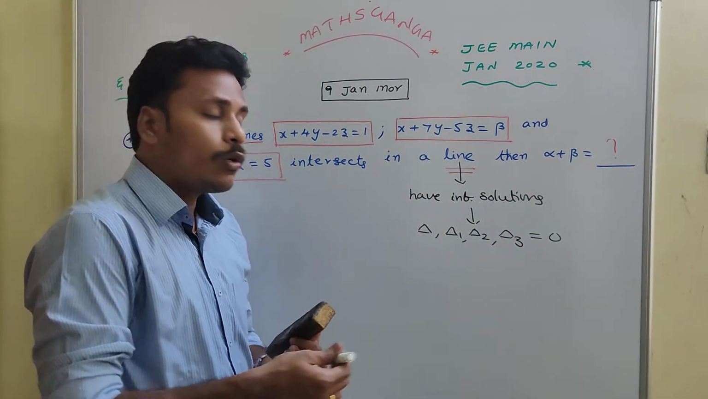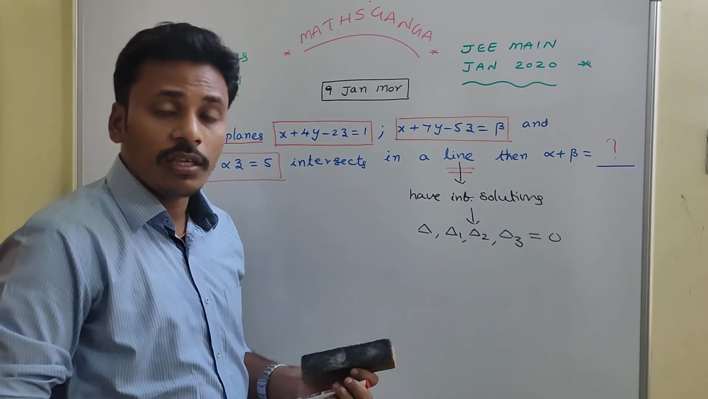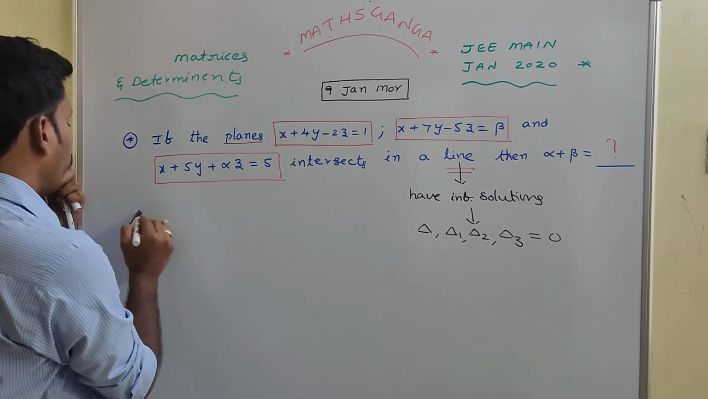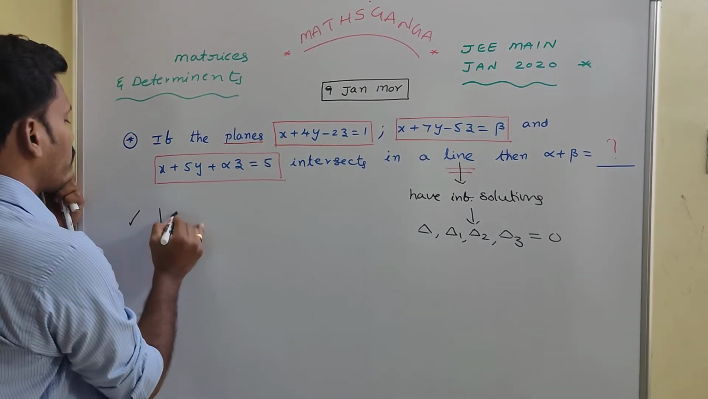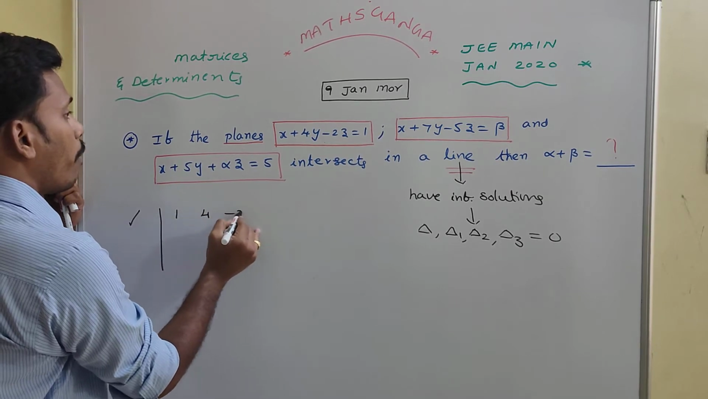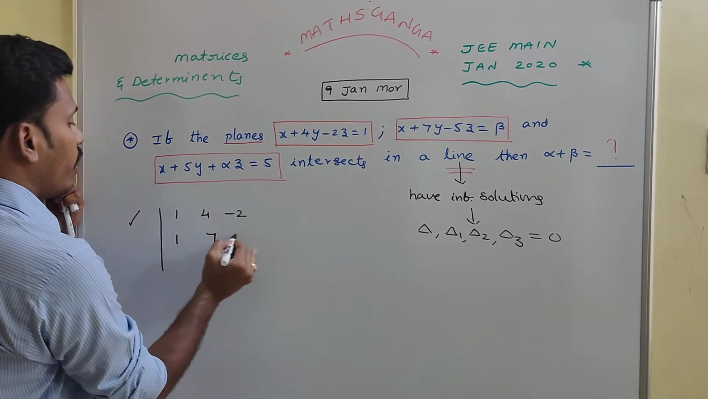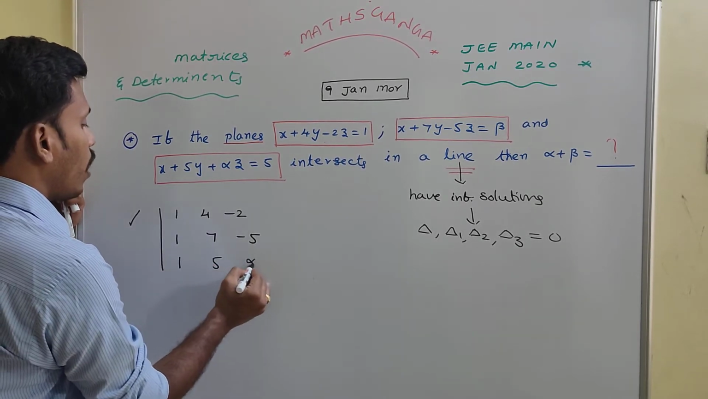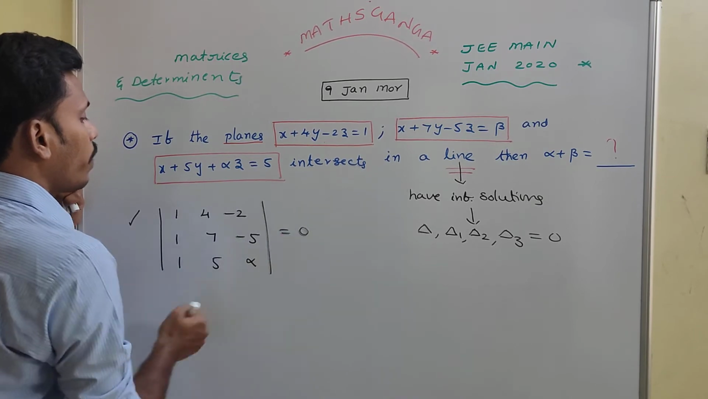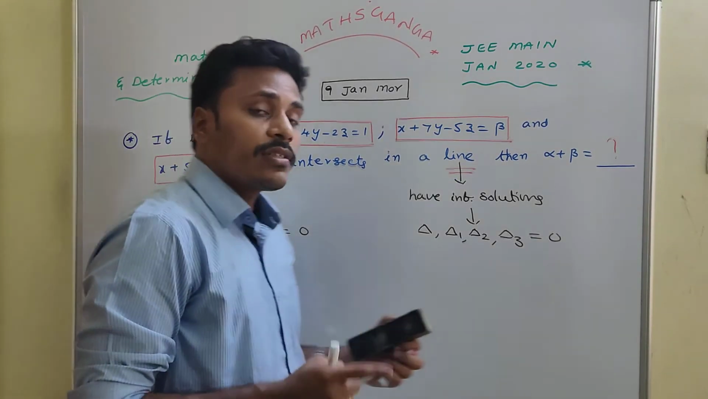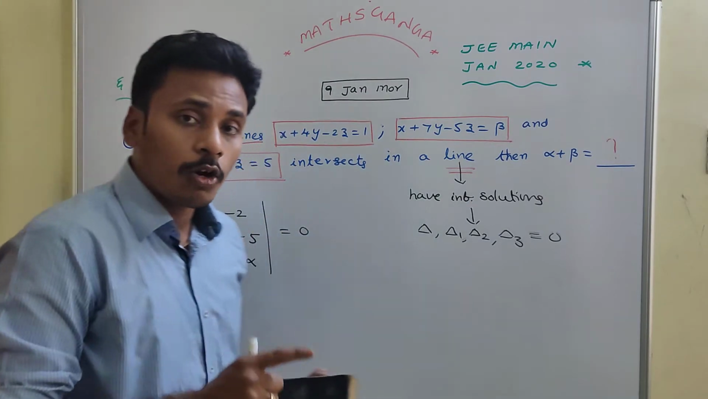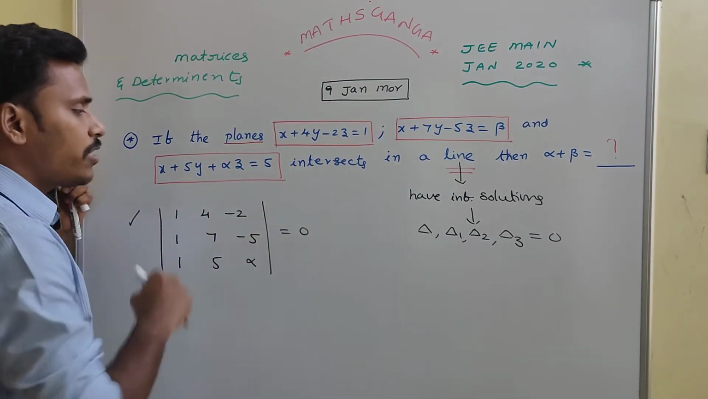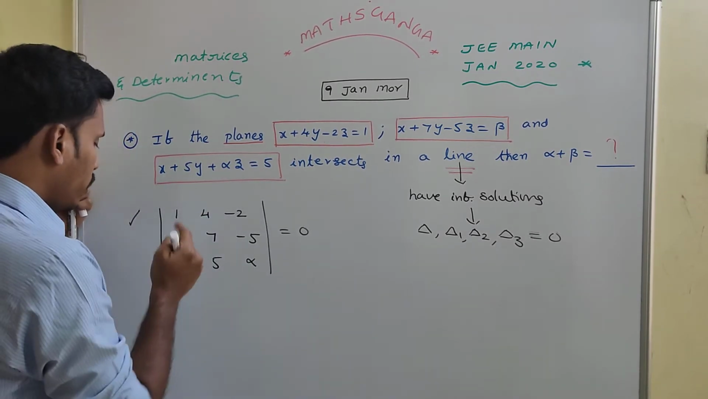First of all, you just consider the delta value, which is the determinant of the coefficient matrix. Since the system has infinite solution, for sure the determinant of the coefficient matrix, with rows 1, 4, minus 2; 1, 7, minus 5; 1, 5, alpha, is equal to 0. This is the determinant of the coefficient matrix. Easily you can find its determinant, and if you equate it to 0, you will get the value of alpha. Just come with me.